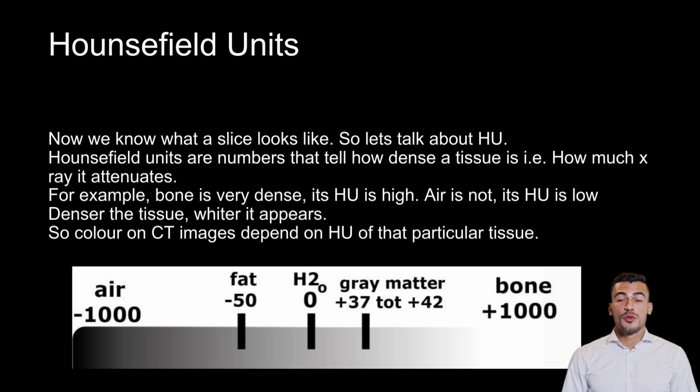Now let's move on to one of the most fundamental concepts, that is Hounsfield units. Hounsfield units are numbers that tell how dense a tissue is, that is, how much X-ray it attenuates. For example, bone is very dense, its HU is very high, but air is not. Its HU is low. Denser the tissue, whiter it appears. Thus, we can conclude that colors on the CT images depend on HU of that particular tissue.